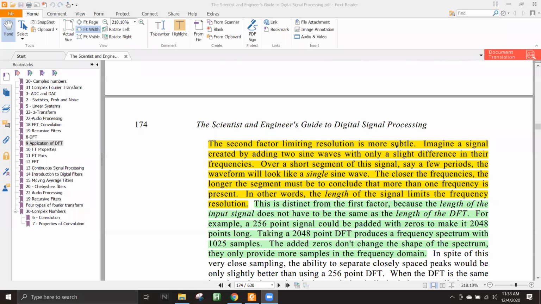The second limiting factor is more subtle. So imagine a signal created by two sine waves, but with only a slight difference in their frequencies. Here it is saying that suppose the original signal was created using sine waves which are almost equal. So if you superimpose them, it will seem like there are not two signals, this is just the same signal. I'm drawing the same signal one over another, so it is very hard to distinguish that these are two different signals if I superimpose them.